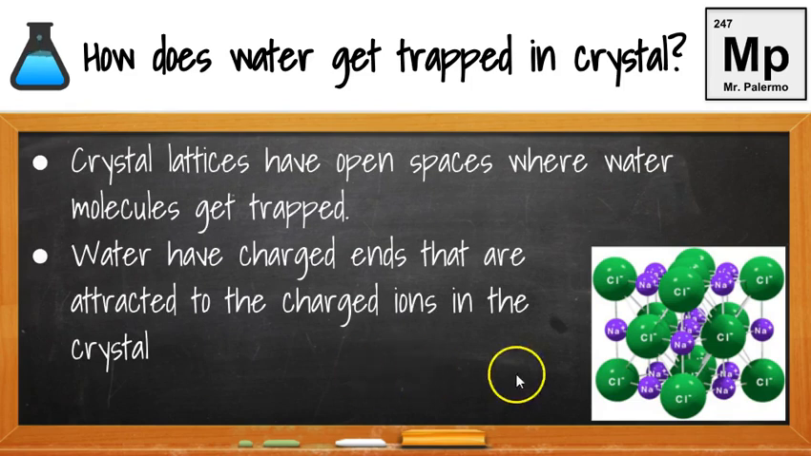The crystal lattice, this is NaCl, which is table salt, has these open spaces in between, and also notice that there are charges, positive and negative. And water is also charged, has charged ends. And so the water kind of gets attracted and gets pulled into the open spaces within this crystal structure.